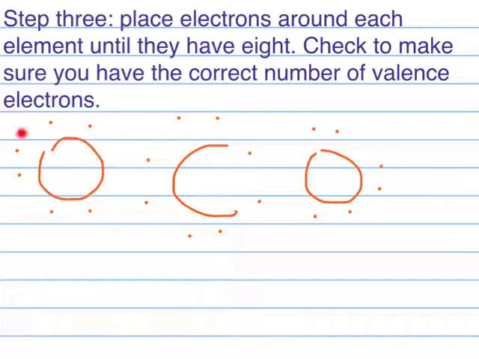Got 1, 2, 3, 4, 5, 6, 7, 8, 9, 10, 11, 12, 13, 14, 15, 16, 17, 18, 19, 20. Well, I think I went a little overboard. I think I have too many. I'm supposed to have 16, I've got 20, so this isn't right. So I have to figure something else out. So let's move on to step 4.